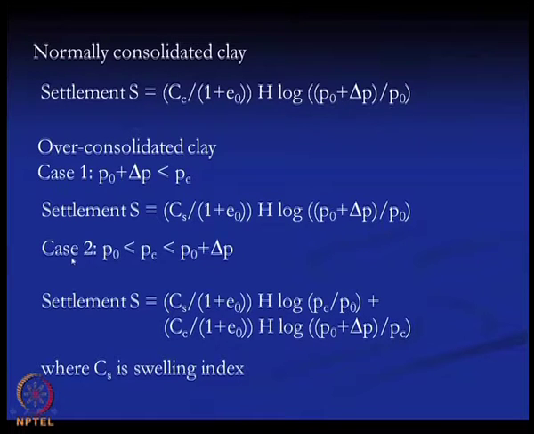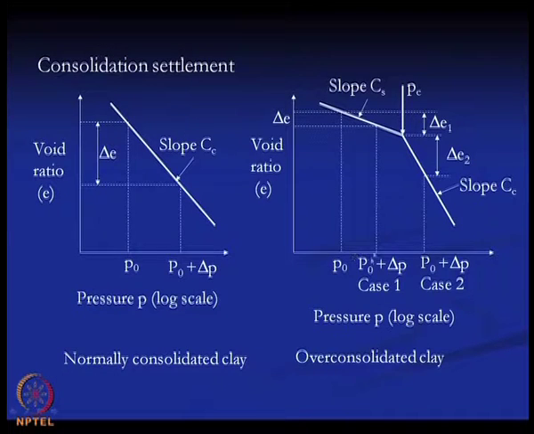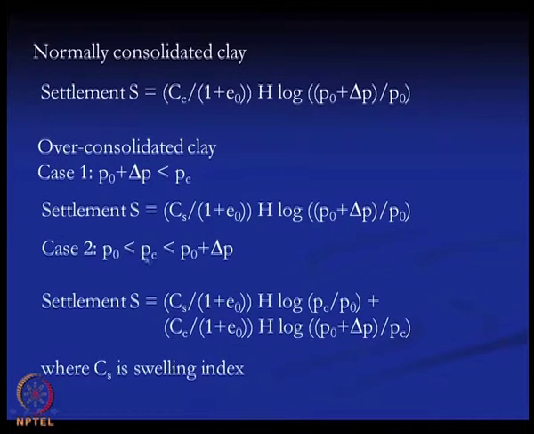And in case 2, if P0 is less than PC, but P0 plus del P is greater than PC, in that condition we can calculate the settlement as CS divided by 1 plus E0, times H, times log PC divided by P0, plus CC divided by 1 plus E0, times H, times log of P0 plus del P divided by PC.